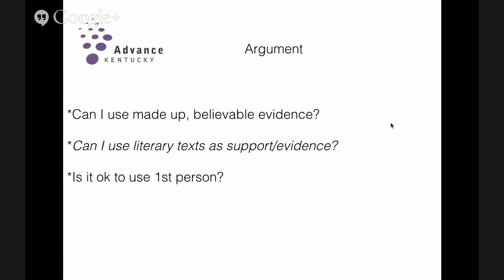And actually, I've seen these before. The first one is, can I use made up, believable evidence? Well, let's talk about that for a second. I would never tell you to make up evidence for your argument question, for a couple of reasons.